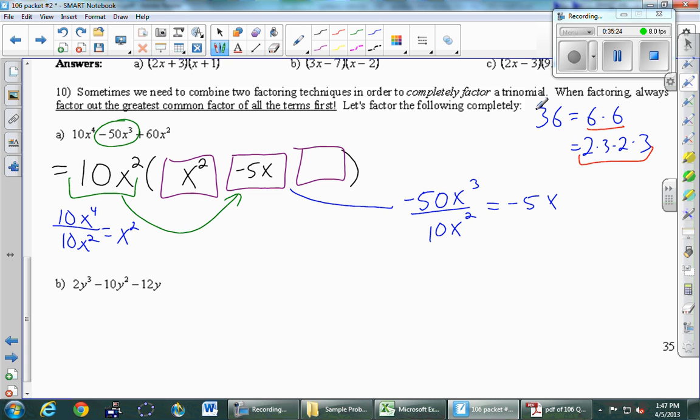And then the last one, put it over here. So what was the last term? 60x squared divided by, in this problem, 10x squared. And we cancel and we get 6. I'm going to put a sign in the front. Positive 6. Plus 6 goes right there. So that is called factoring out the greatest common factor or the greatest common divisor. Any questions on that?